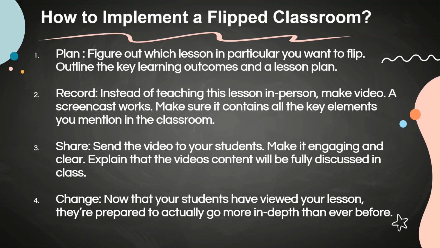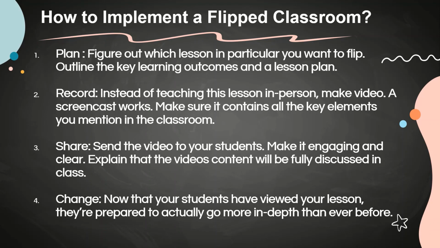How to implement a flipped classroom. Number 1, plan. Figure out which lesson in particular you want to flip. Outline the key learning outcomes and a lesson plan. 2, record. Instead of teaching this lesson in person, make a video. A screencast works. Make sure it contains all the key elements you mentioned in the classroom. 3, share. Send the video to your students. Make it engaging and clear. Explain that the video's content will be fully discussed in class.